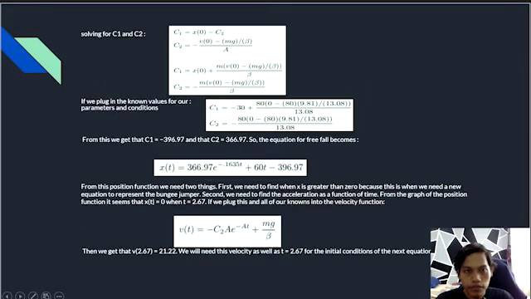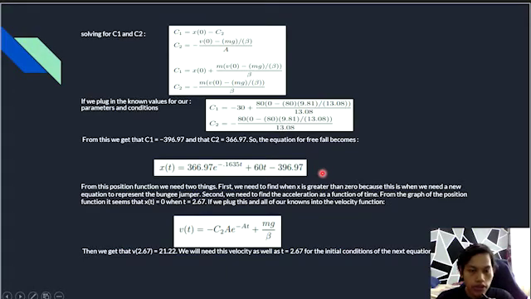Next we can solve for C1 and C2. And if we plug in the known values for our parameters and conditions as stated before, we can get the values of C1 and C2. So the equation of free fall becomes this.